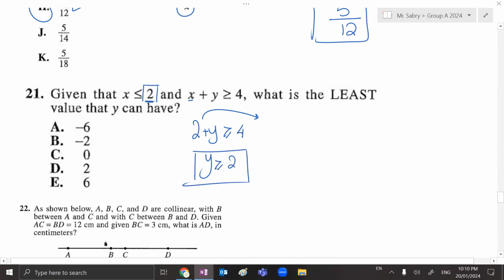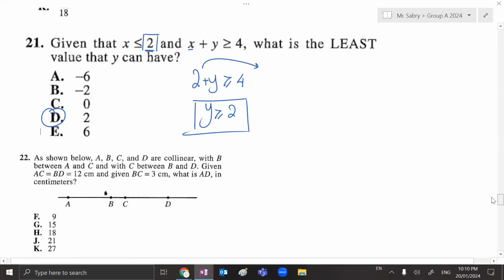So what is the least possible value for y? The minimum it could be is 2. Needs to be bigger than or equals to 2, so that's the least. But a very easy question, honestly.